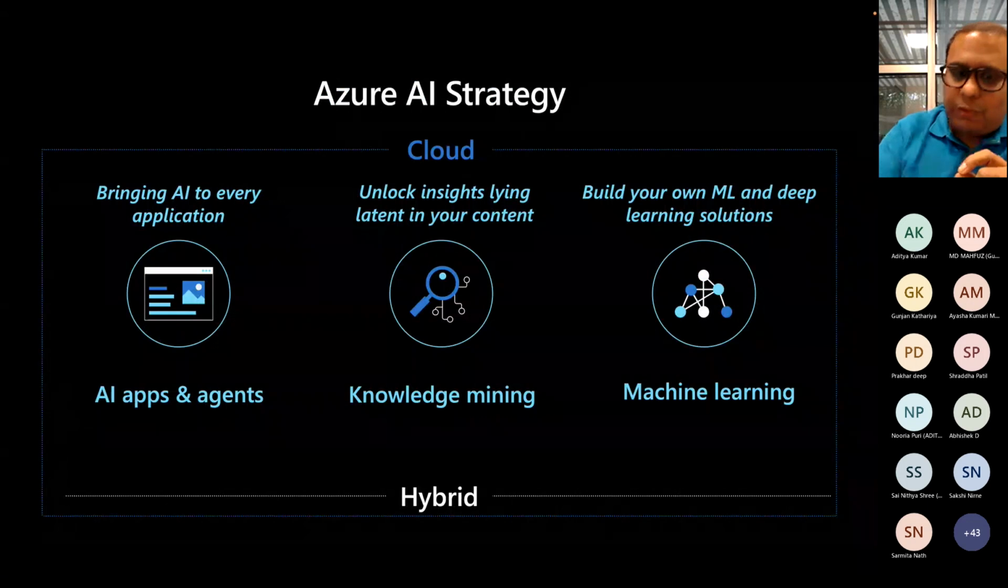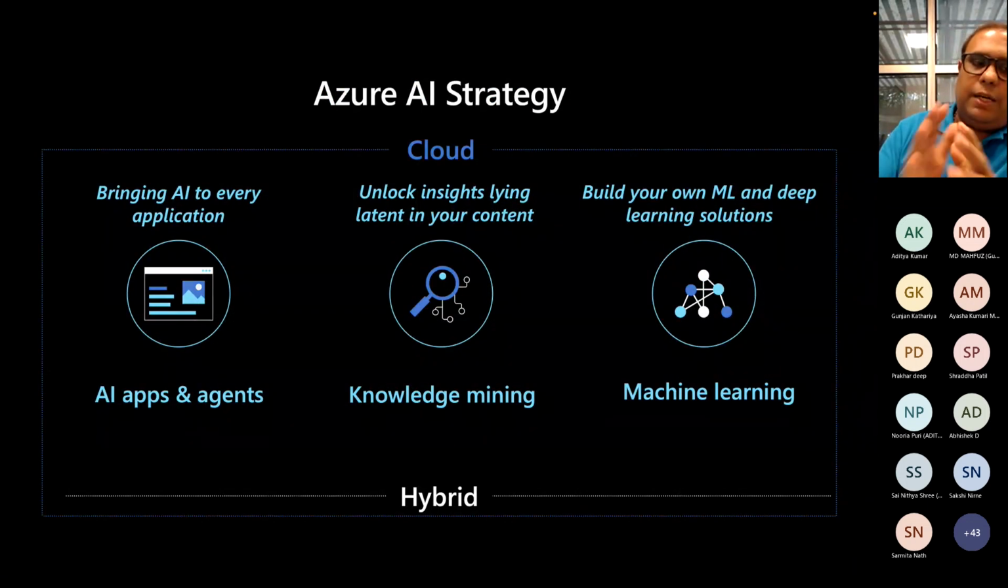So from an AI strategy perspective, we have three different buckets. First is AI apps and agents: already pre-built models, everything is available for you. You can just use these cognitive services and bring AI to your application.